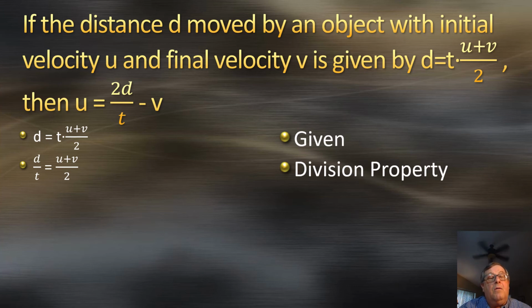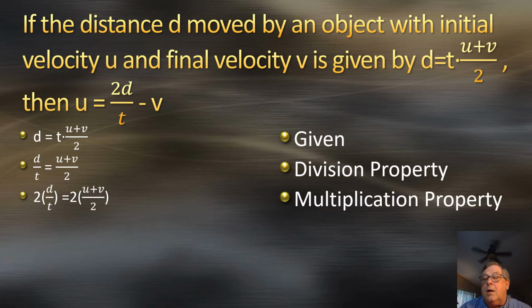All right, now, if I want to solve this, I want to get rid of that 2 in the denominator on the right-hand side. So I'm going to multiply both sides of the equation by 2 to clear out that denominator. So we got 2 times d over t equals 2 times (u plus v) over 2. And what property do we use? What are we doing? We are multiplying. So we use the multiplication property.